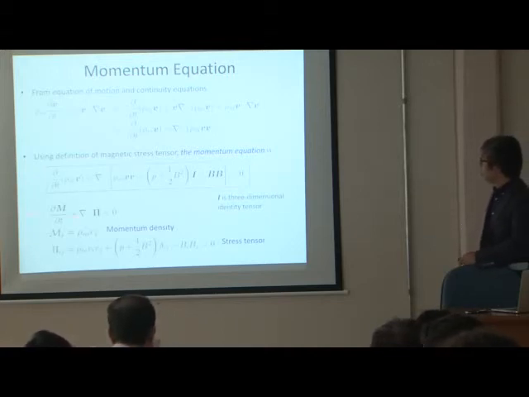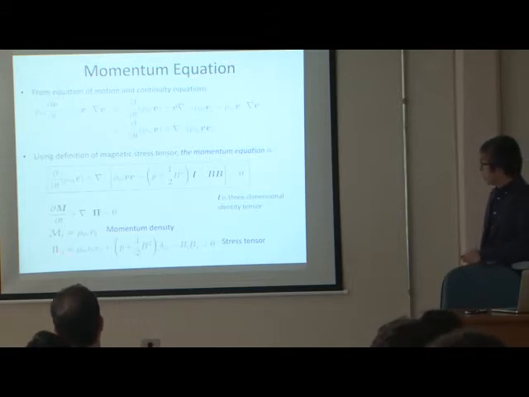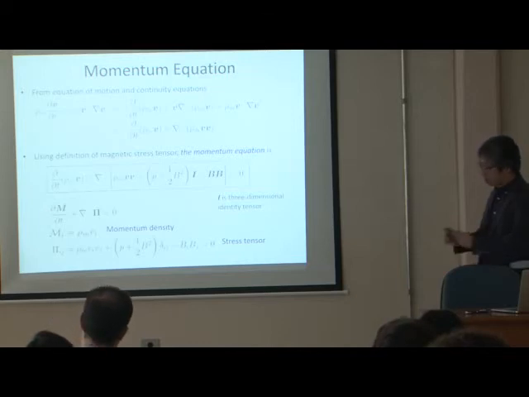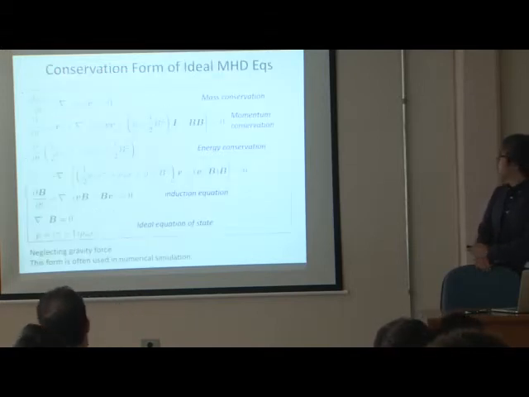Then if you write this one, so ∂m/∂t plus Nabla dot Pi. Here m is equal to rho v, the momentum density, and this is Pi, the stress tensor we say, which includes the components ij. Okay. So this is the conservation form of the equation.